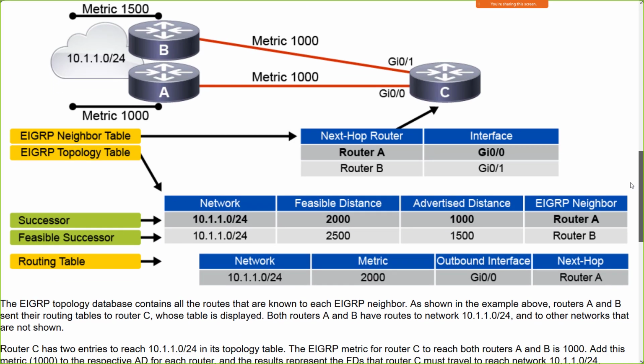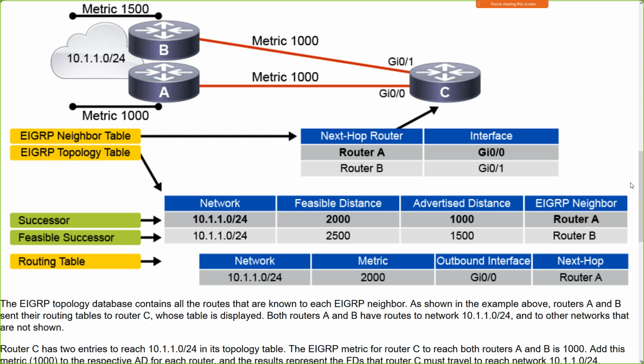So in this case, I've got two neighbors from router C. Router C can reach the 10.1.10 network through router B, or it can reach the 10.1.10 network through router A. Now the overall path metric for the path through router B is 2500. That's the feasible distance from router B. The overall feasible distance for the bottom path is 2000. All right, makes sense. So the bottom path is what's going to end up going into the routing table because it has the lowest feasible distance.